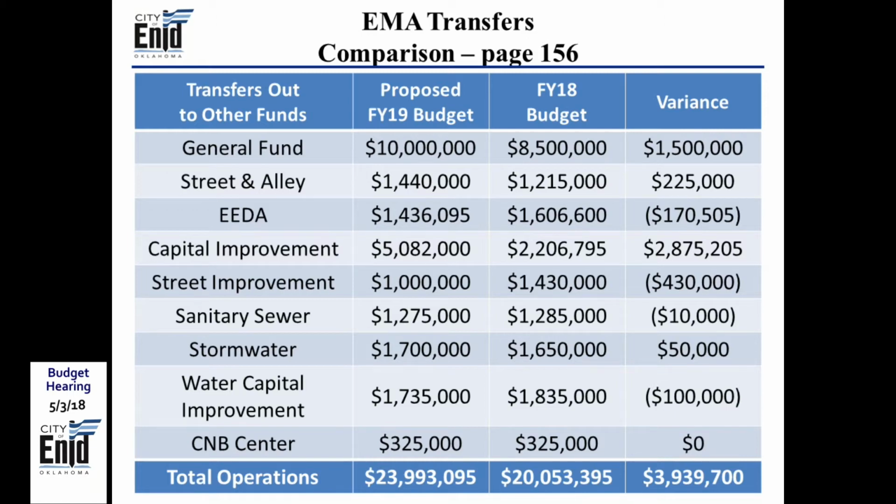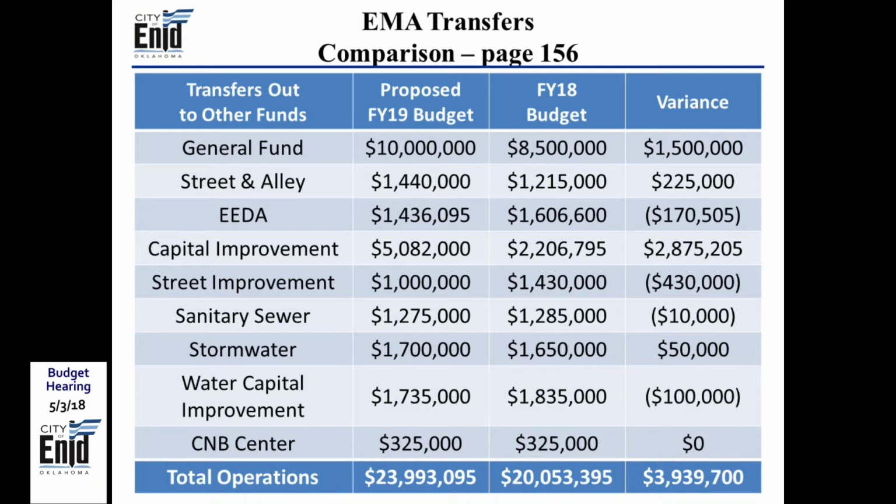Street and alley increased $225,000. That was some additional funding to provide for some asphalt and crack seal and additional maintenance materials that the street department needs to be able to maintain our roads at a better level.